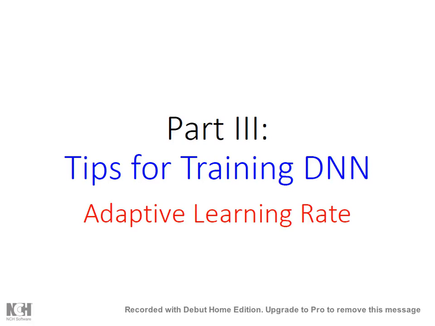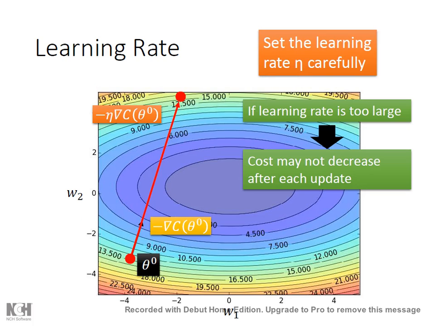Okay, so we continue to talk about some tips for training deep neural nets. And in this tip, we'll talk about adaptive learning rate. Okay, so we see a heat map again that shows the gradient.